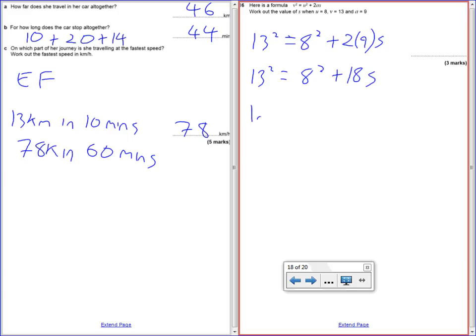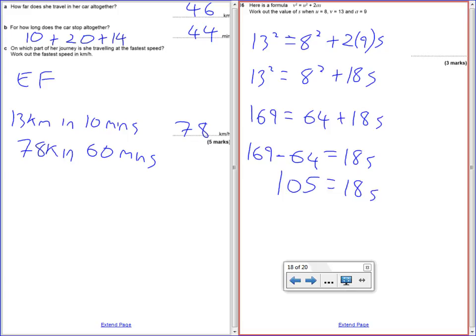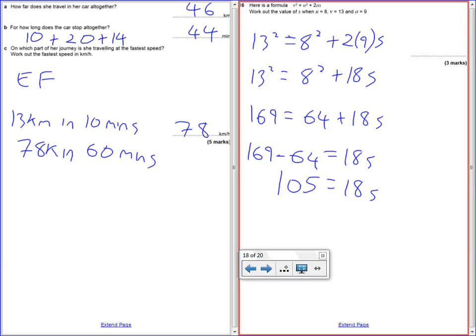So 13 squared is 169, 8 squared is 64. So 18s is 169 minus 64, which is 105. And 105 divided by 18, well, the nearest multiple of 18 that goes into 105 is 90. So 105 divided by 18 is 18 times 5 is 90, so it's 5 and 15/18, which can simplify to 5 and 5/6.